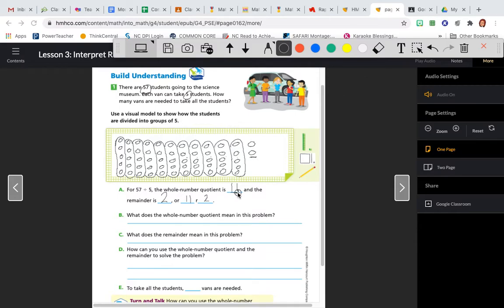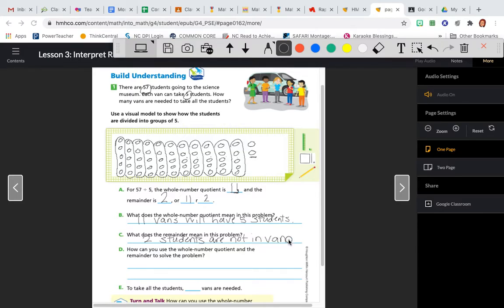So what that tells us is that 11 vans will have 5 students. So 11 vans will have 5 students. All right, C, what does the remainder mean in this problem? So after 11 vans are full, 2 students are not in a van. So 2 students could not get in a van.